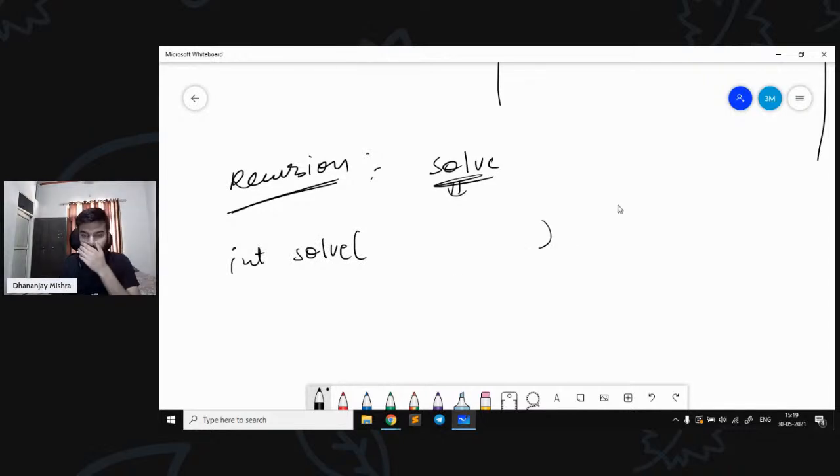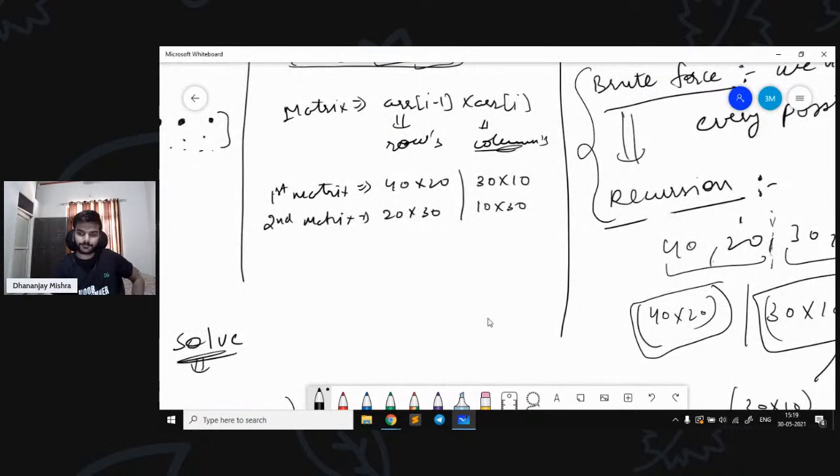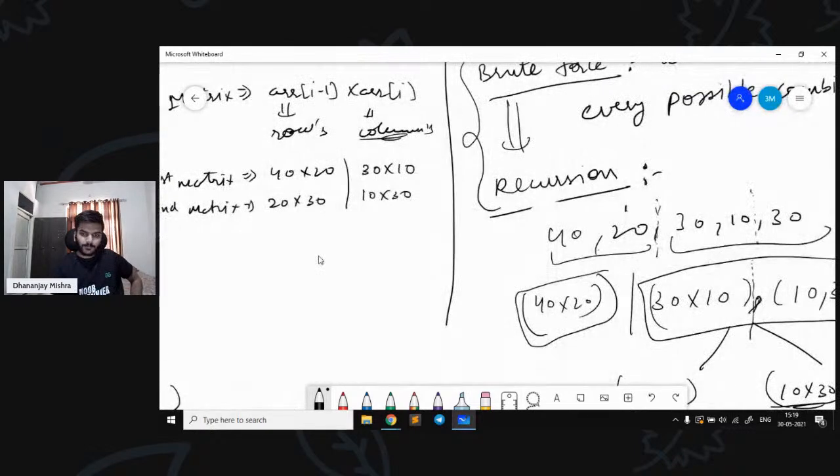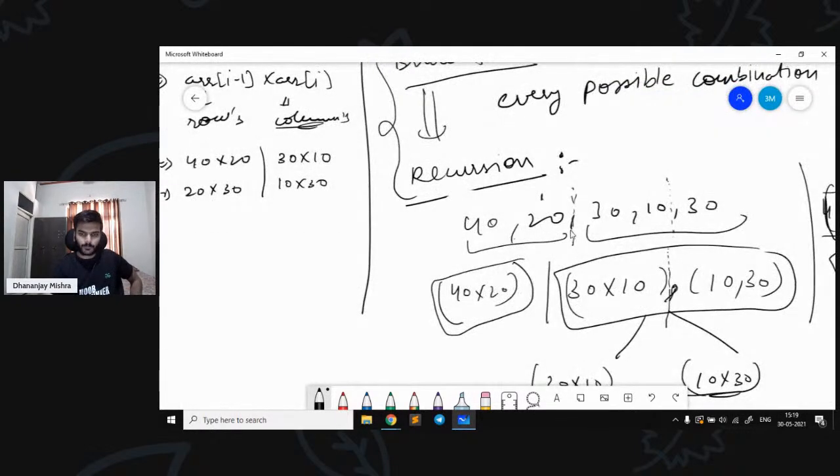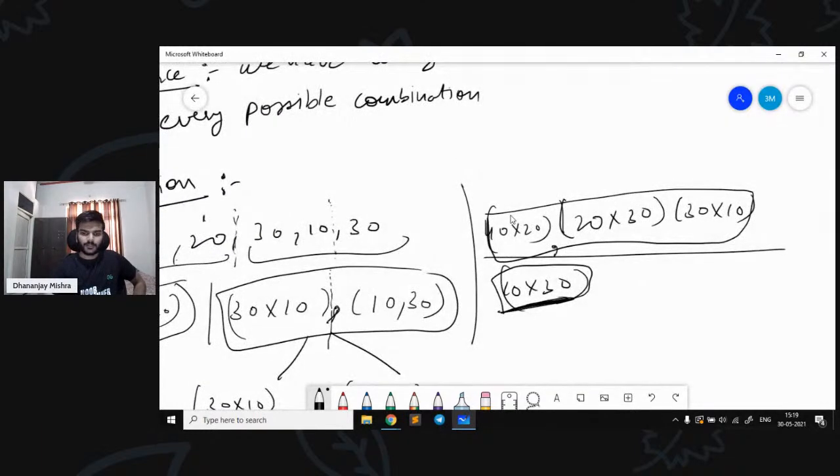Talking about the parameters, you can see that once we divide this array into subproblems, we have a particular range. This will be my start and this will be my end. Similarly here also, if I divided in this part, we had these matrices. For this left part, this was my start and this was my end.